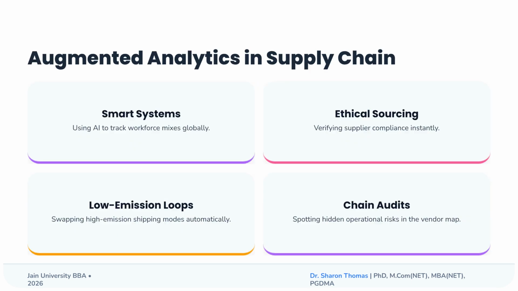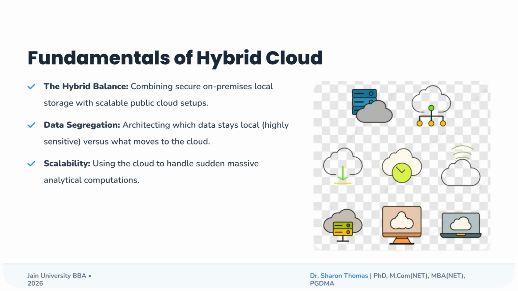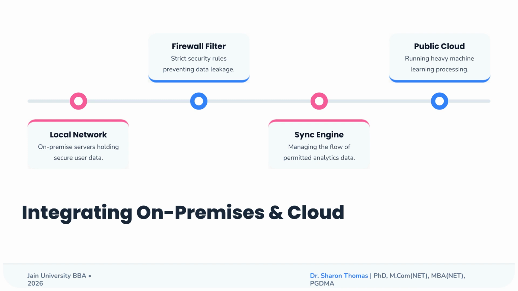Augmented analytics is transforming supply chains through smart systems for workforce tracking, ethical sourcing verification, automated low-emission logistics, and constant chain audits to mitigate risk. Understanding hybrid cloud fundamentals is key. This approach balances secure, local on-premises storage for sensitive data, with the vast scalability of public clouds for complex computational tasks. Integrating these environments requires a structured architecture, including firewall filtering for security, and a sync engine to manage the flow of permitted data between local and public networks.